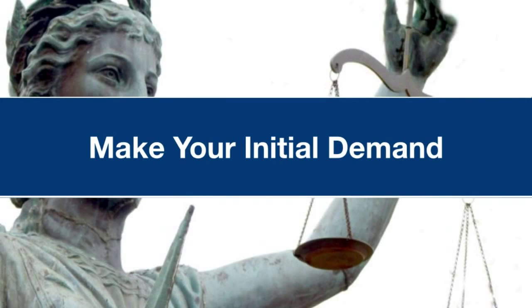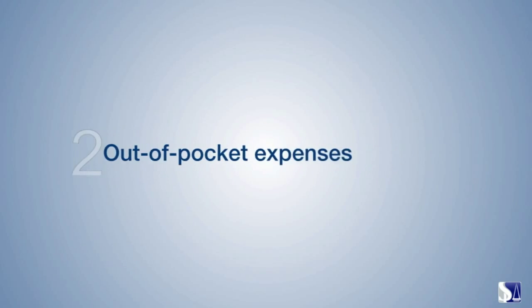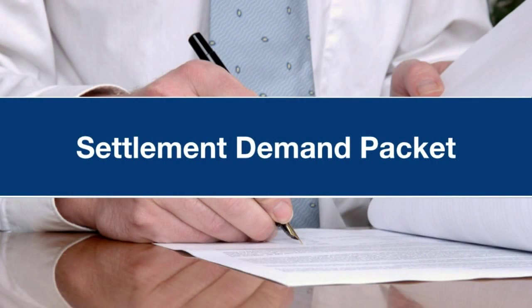Once you know what your claim is worth, the next step is to make a demand to the insurance company. Your demand is based mostly on the documentation of your medical treatment and bills, out-of-pocket expenses, and proof of lost wages. You'll gather all your documentation and prepare what's referred to in the insurance business as your settlement demand packet. Sending your packet to the claims adjuster officially begins the negotiation process.